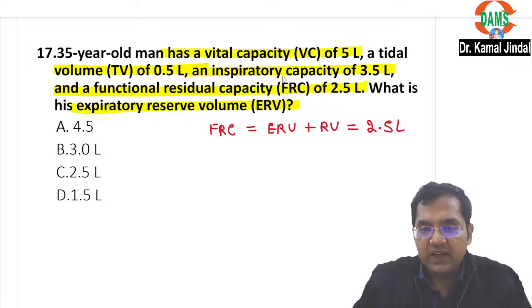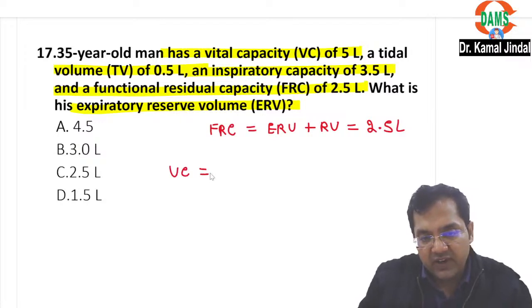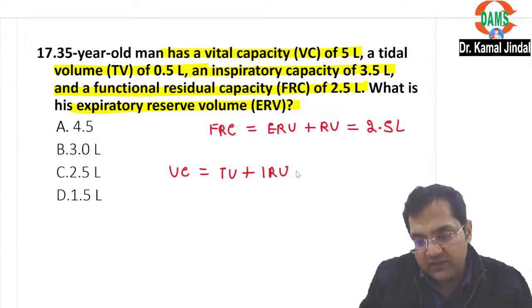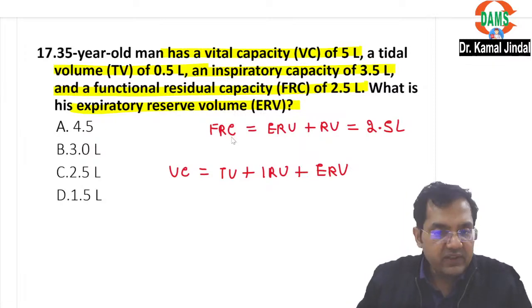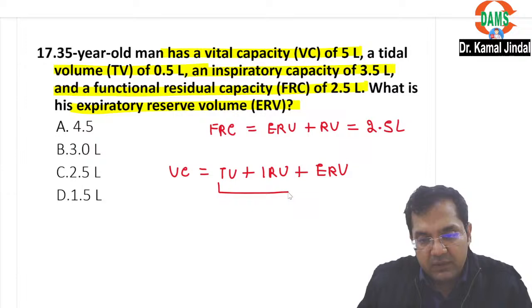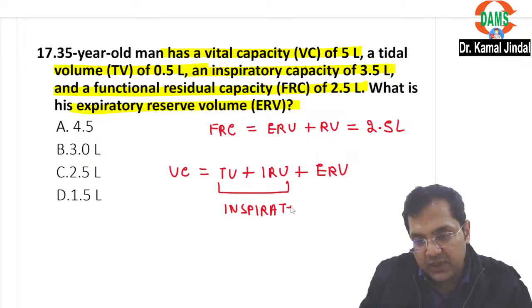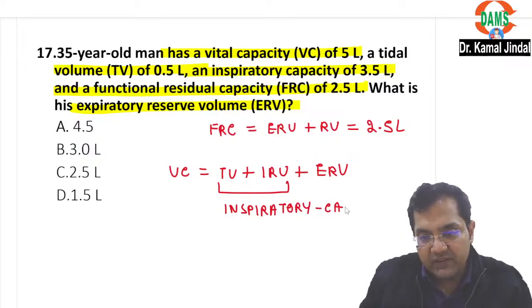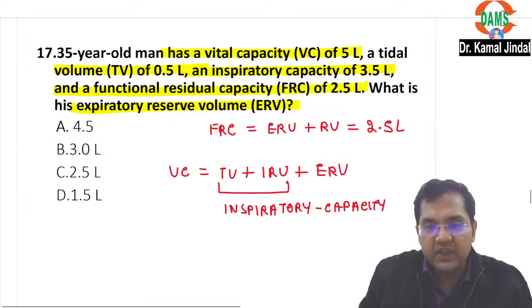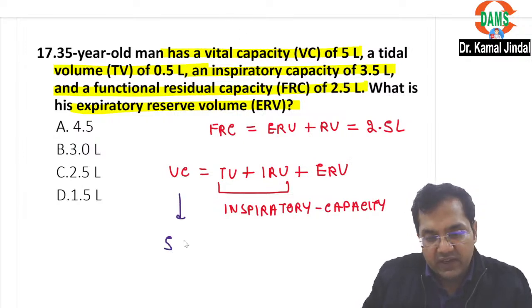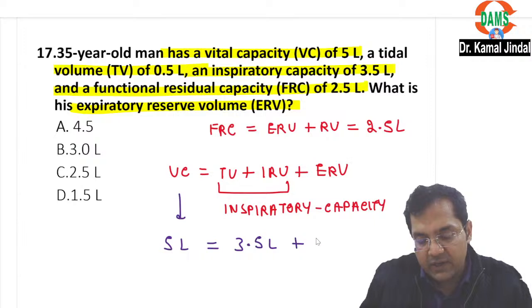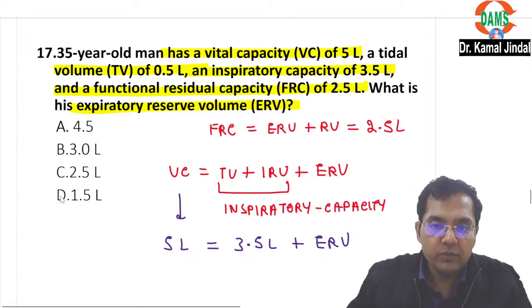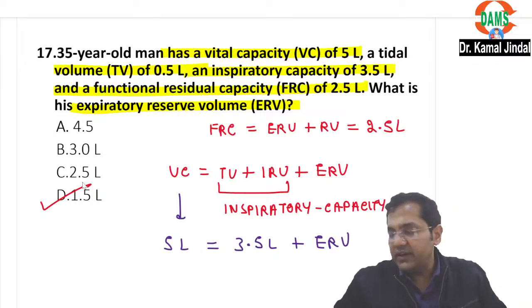What is inspiratory capacity? And remember, vital capacity is TV plus IRV plus ERV, right? I want to find out ERV. So do I need FRC? Yes, maybe not. Just have a look here. TV plus IRV is nothing but, this is known as inspiratory capacity. Now please tell me the answer. Easily you can solve this for me. Vital capacity is given as 5 liters. Inspiratory capacity is given as 3.5 liter. ERV I want to know. My answer is none other than 1.5 liter, right?